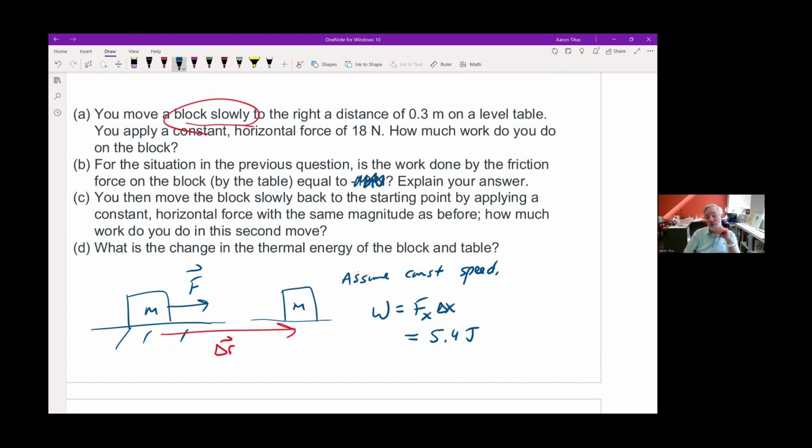All right, so you do work of 5.4 joules. So this is the work done by you in pulling the box. Now, what is the work done by friction on this box during this displacement?